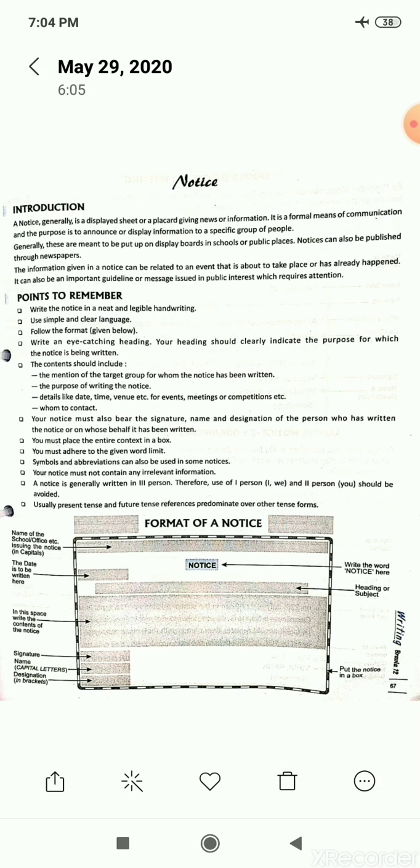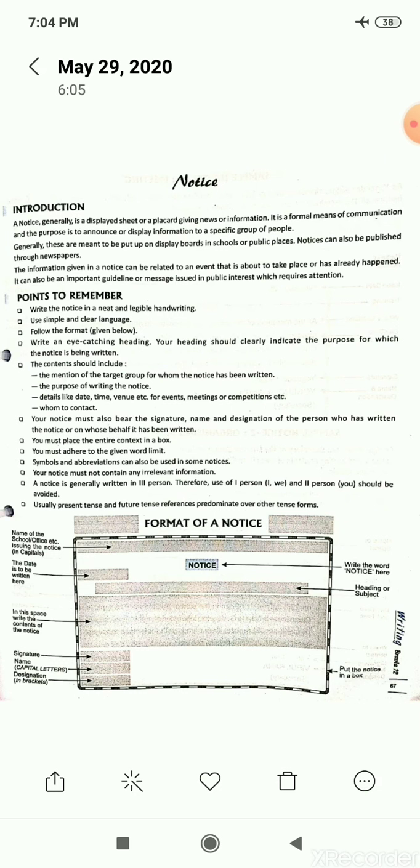Therefore, the use of first person and second person should be avoided as far as possible. To elaborate, you should not write "I want to inform you." No, write "The students are hereby informed." "The students of class 9th and 10th are hereby informed." Right? So the term became third person. Neither the first nor the second person should be used while drafting a notice. I hope that's clear up to now.